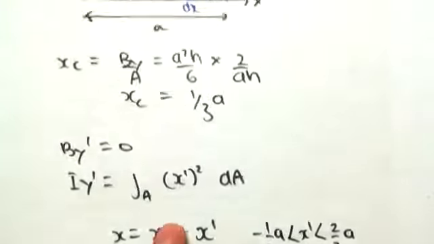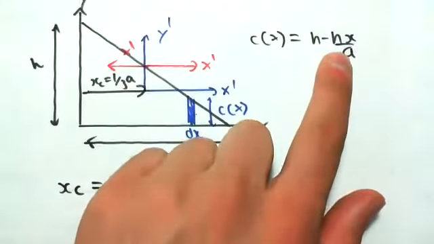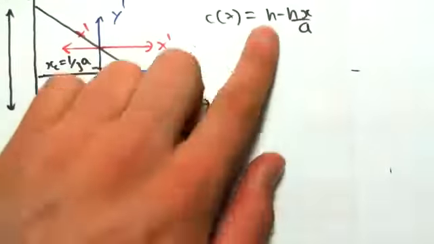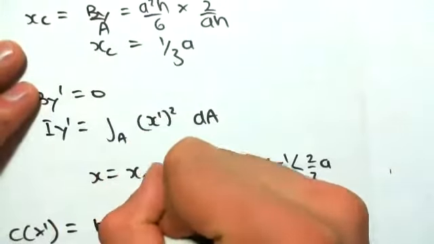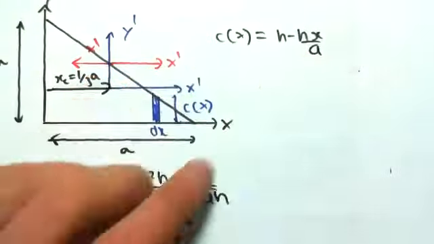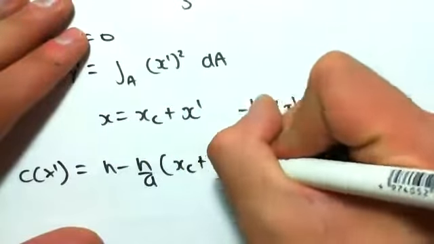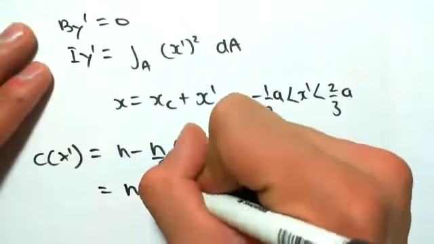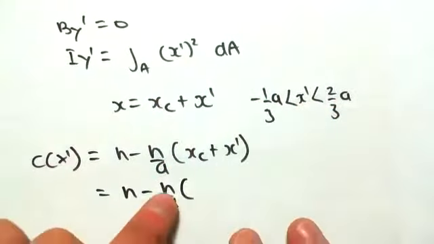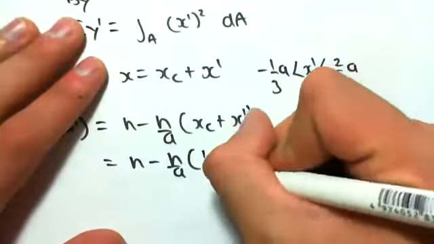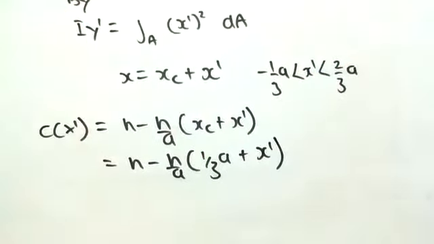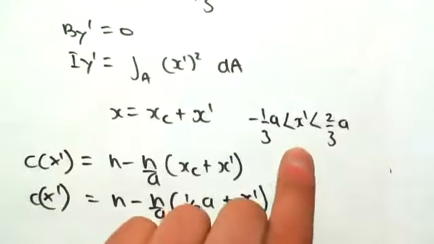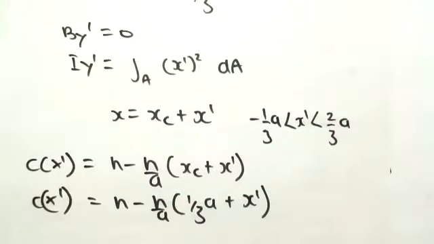So all we're going to do is substitute in for x into this formula here, and then it'll give us a function of x dash. So c of x dash will equal h minus h on a, x, and x is xc plus x dash, which we can simplify to h minus h on a, xc we know is 1/3 a plus x dash. So there is now our function c of x dash, and that ranges between those values over there.